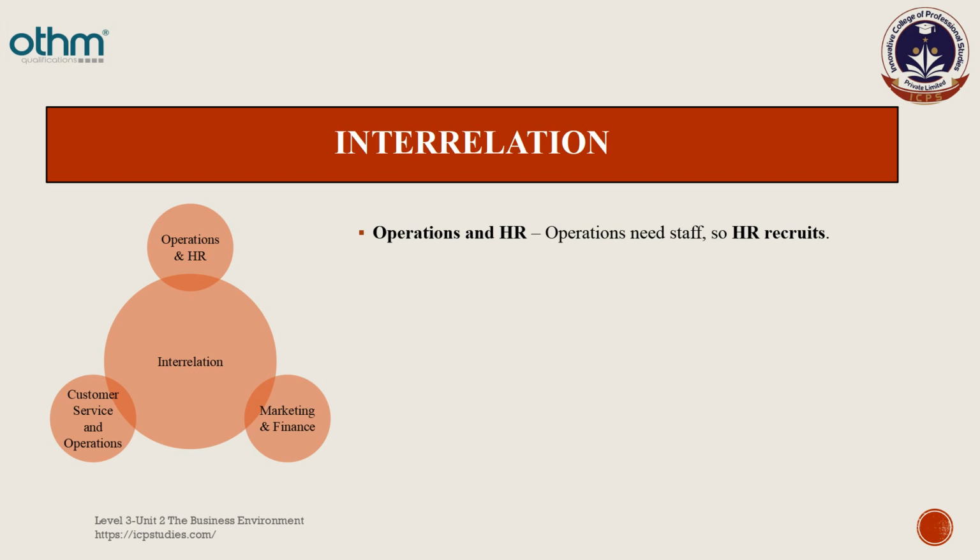So the first combination is operations department and HR department. Well, the operations department always needs staff, employees, workforce to do their work. And it is the responsibility of the HR department to recruit the staff for the operations department. These both departments cannot work without each other. For example, the HR department can recruit or hire the production line workers, and these production line workers are supposed to work for the operations department.